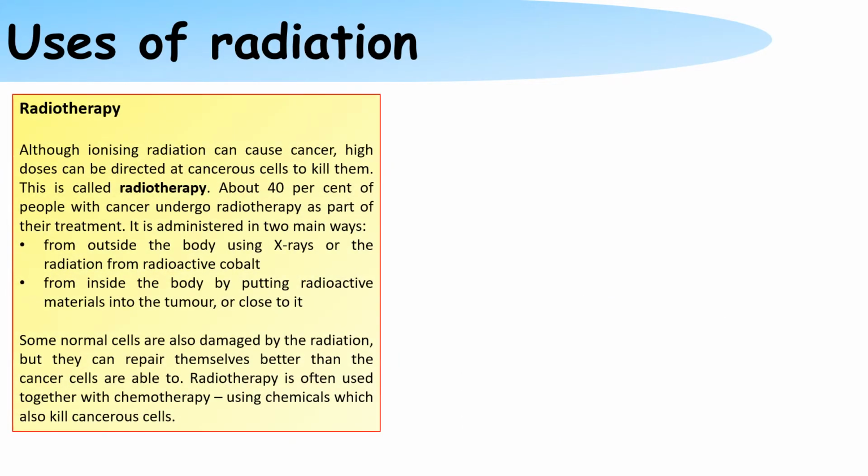There are a wide range of uses of radiation in medicine and in industry. Although ionizing radiation can cause cancer, high doses can be directed at cancerous cells to kill them. This is called radiotherapy. About 40% of people with cancer undergo radiotherapy as part of their treatment.